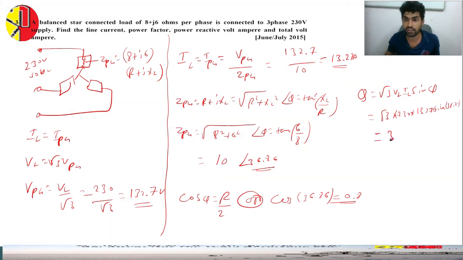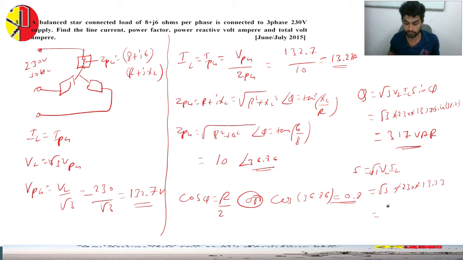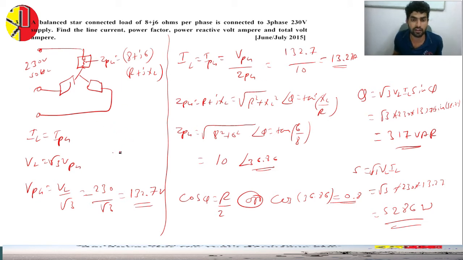36.86 VAR. Okay. Next, there is a total volt ampere. Definitely, it's the apparent power. S is equal to root 3 VL IL. That is root 3 into 230 into 13.27. We'll get 5286 watts. Okay.